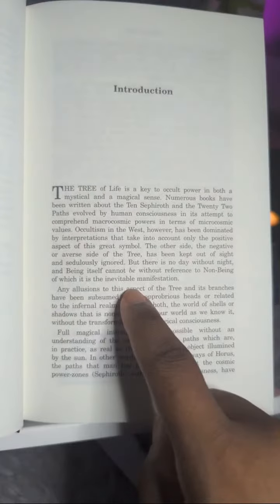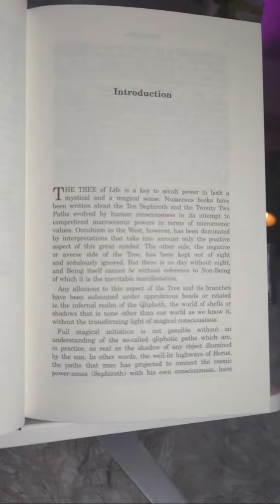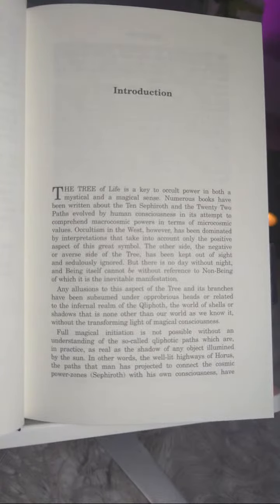Any allusions to this aspect of the tree and its branches have been subsumed under opprobrious heads or related to the infernal realm of the Qliphoth, the world of the shells or shadows that is none other than our world as we know it, without the transforming light of magical consciousness.